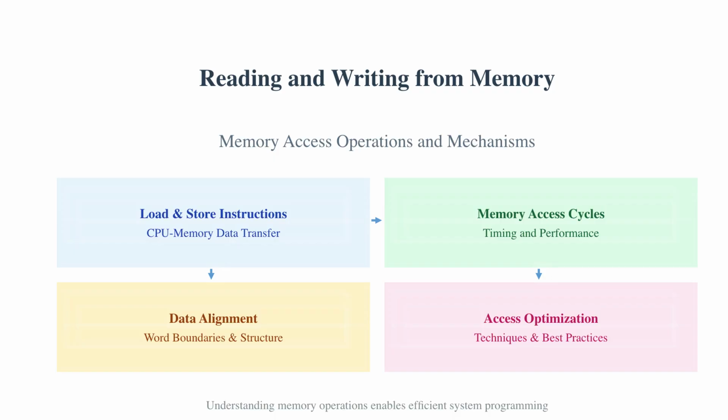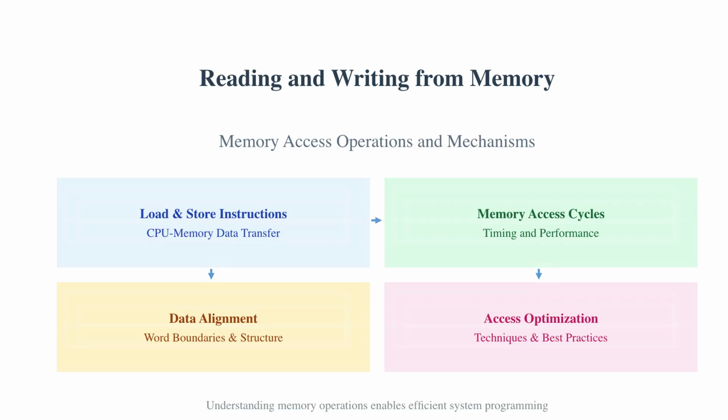Now that we've visualized how memory access works, let's dive deeper into the actual mechanisms of reading and writing from memory. This is where we'll explore the fundamental operations that make data transfer between CPU and memory possible. First, let's examine load and store instructions. These are the core operations for CPU memory data transfer. Load instructions bring data from memory into CPU registers, while store instructions write data from registers back to memory locations.